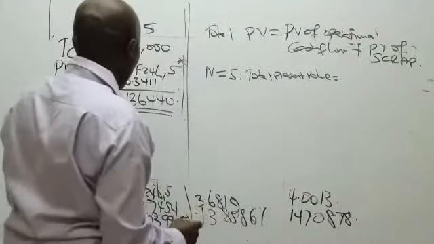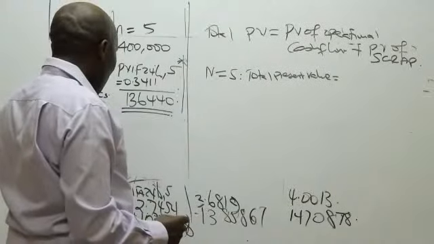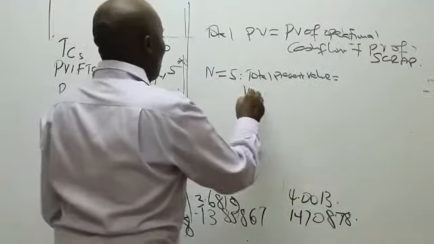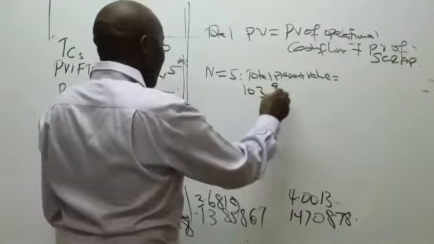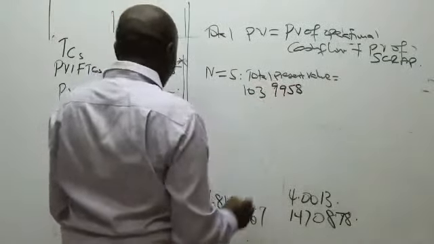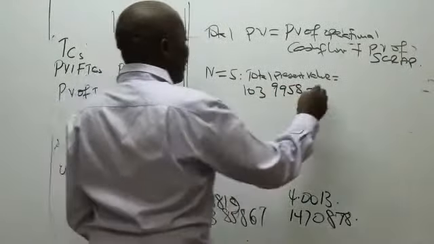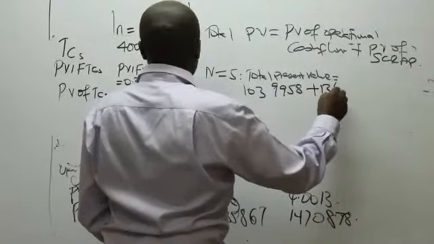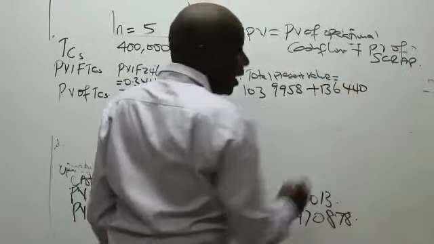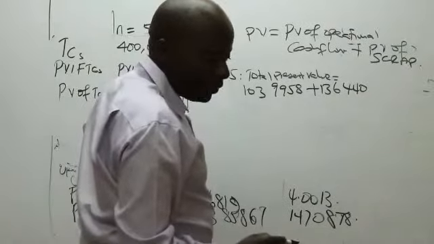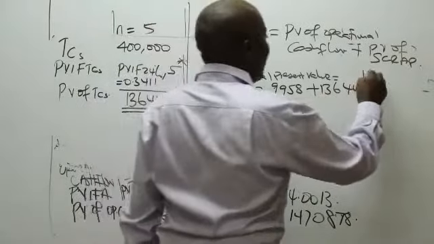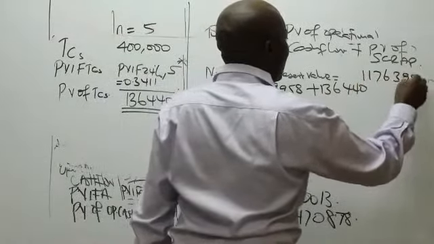You take the present value of operational cash flow, which was 103,99,58, plus 136,440. The figure they're giving me is 1,176,398. Thank you very much.